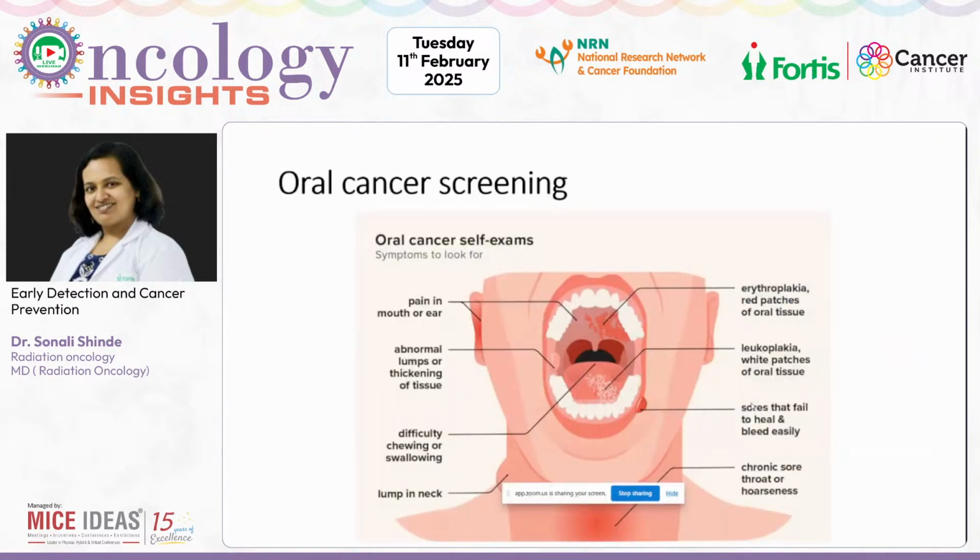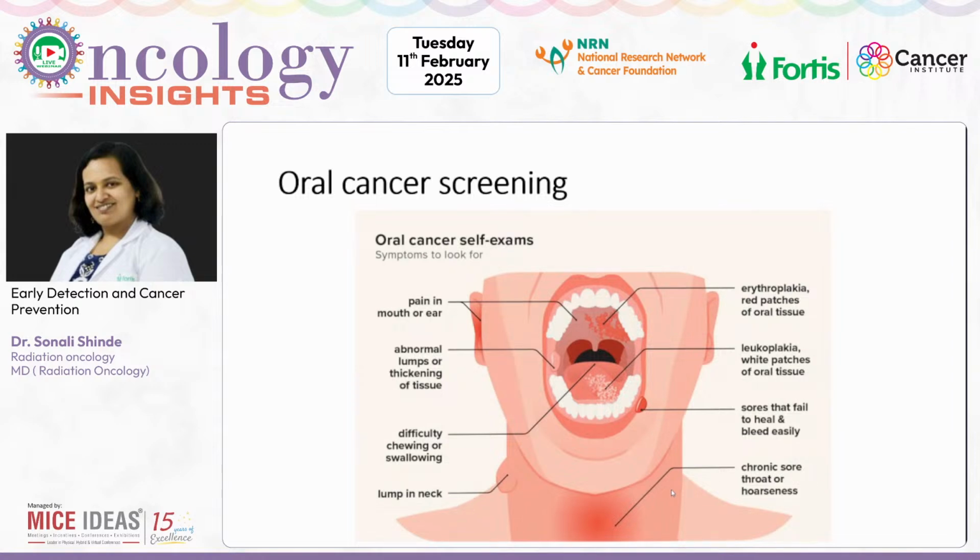Next, about oral cancer screening. Oral cancer screening can be done by the individual themselves by self-examination, in which the individual can check if there are any red patches or erythroplakia in the oral tissues, any pain in the mouth or referral pain to the ears, any abnormal lumps or thickening of the tissue, or difficulty in chewing or swallowing.